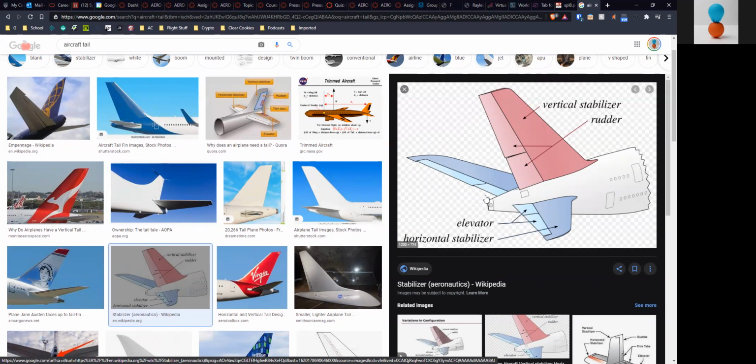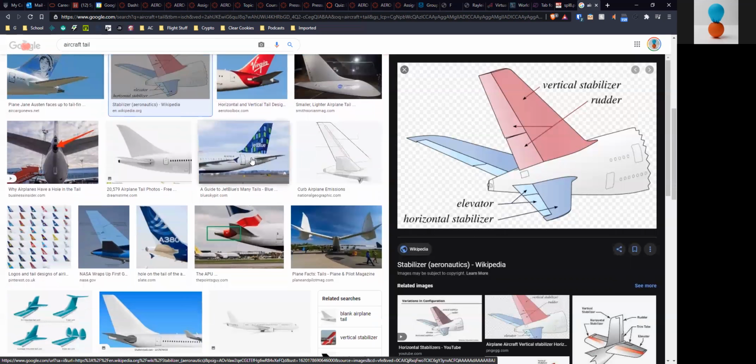For the horizontal, I thought there might have been a word somewhere, but I usually just call the whole thing the horizontal, and then the non-moving part is the horizontal stabilizer, because again, with no elevator, it would still provide stability. You just wouldn't be able to control it. And the part on the back of that is called the elevator.